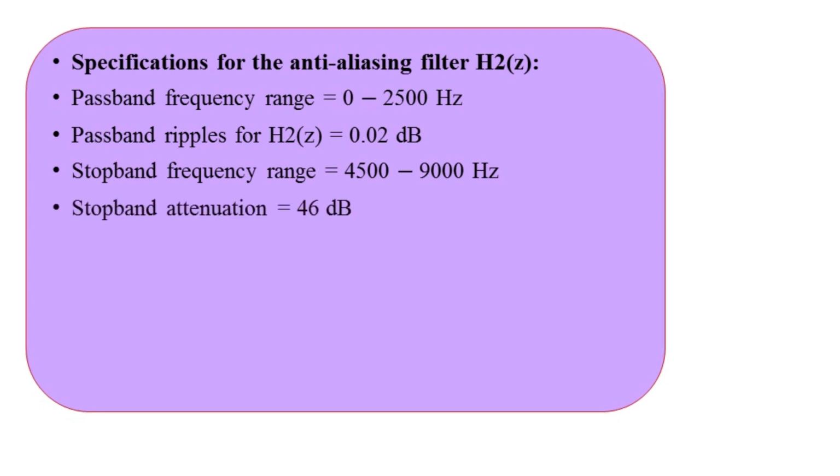So from the two sets of specifications, the first one for the interpolation filter h1 of z, and the current one for the anti-aliasing filter h2 of z, the combined specification set can be derived here. The combined specification set is denoted for, in general, the filter function capital H of z. In the suffix we are not providing 1 or 2 here. This is the combined filter.